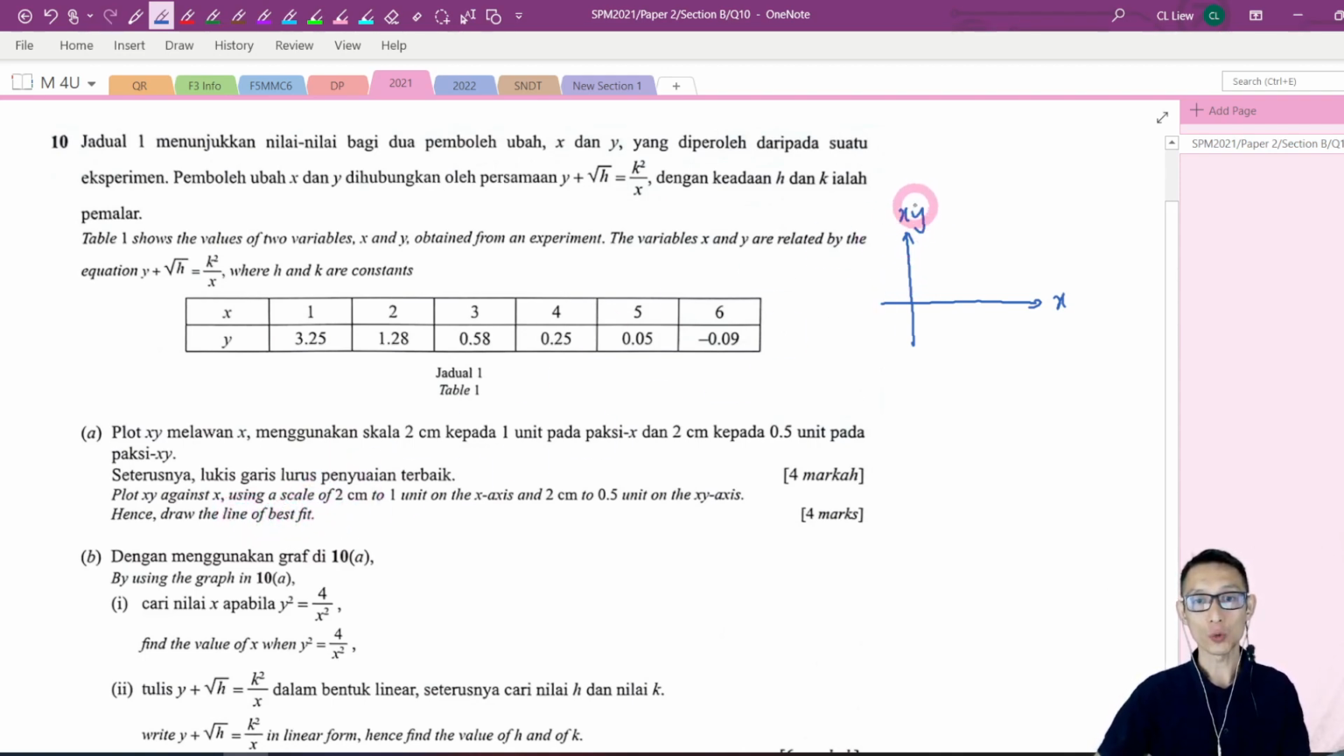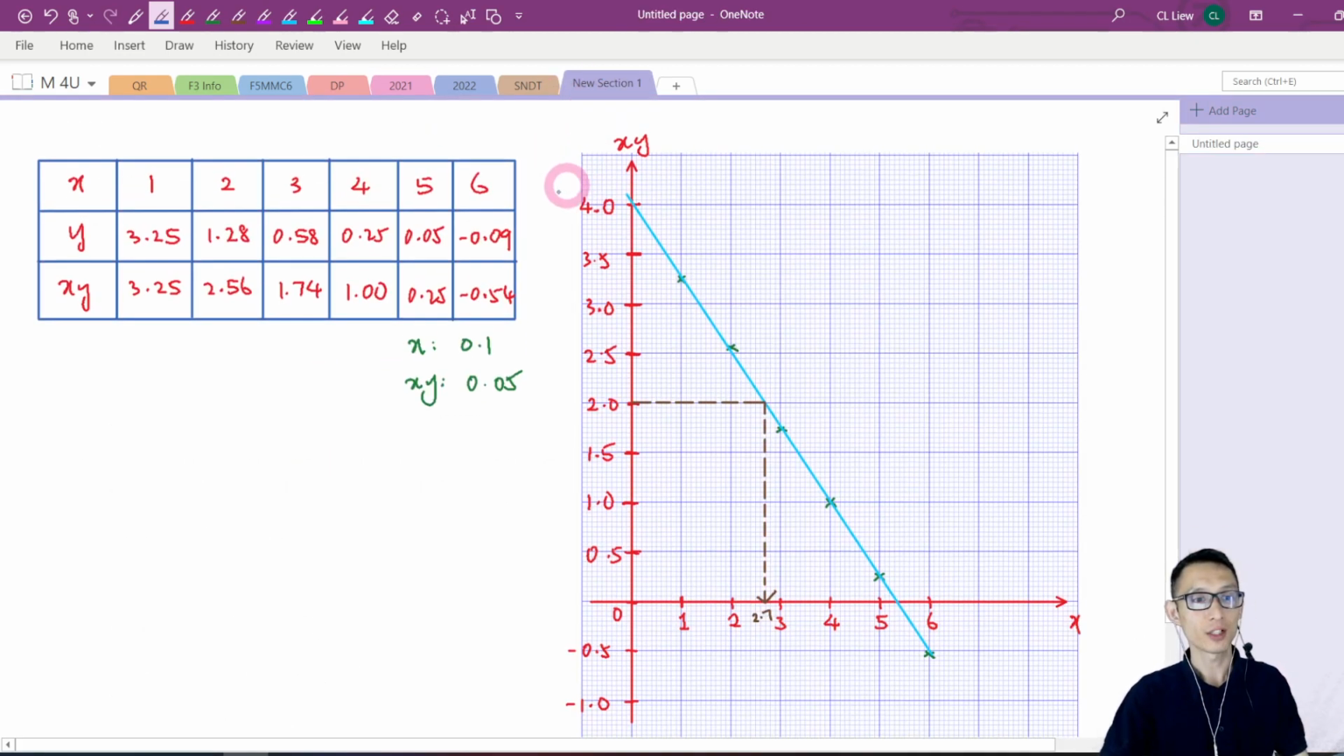So from here, we know that we need the value of xy and x, right? The value of x is already given, so we don't have to find it, but we don't have xy. So we need to calculate the value of xy ourselves. How do I get xy? It's very easy. You take this one times this. So this is all the value of xy. 1 times 3.25 you get this, 2 times 1.28 you get this, and so on.